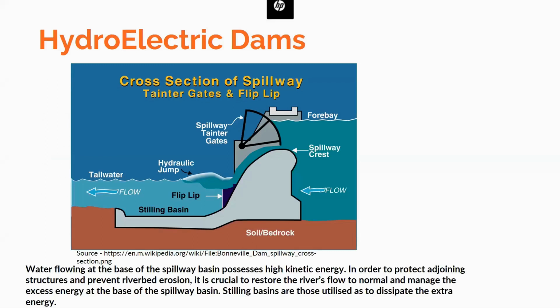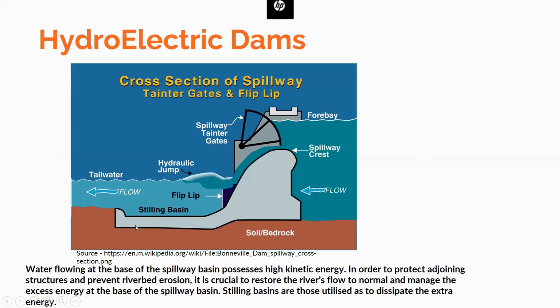So first of all, let me start with the structure of a hydroelectric dam. What happens is we have this dam area and we have a spilling basin through which the water falls down through the gates, and then it contains excess kinetic energy. So it's necessary to dissipate that excess energy in order to restore the flow of the river. And that entire thing is done by the structure called the stilling basin.